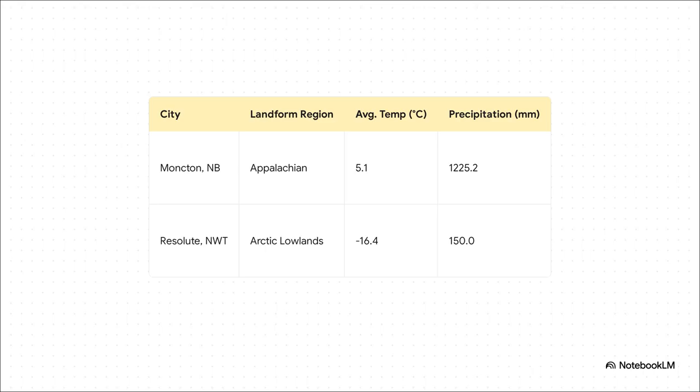Now jump way up to Resolute. It's super far north, that's latitude, and it's on flat, frozen lowlands. The result? The average temperature is a brutal -16, and it's practically a desert in terms of precipitation. See? Same planet, but the landforms and all those LOERN factors create two totally different worlds.